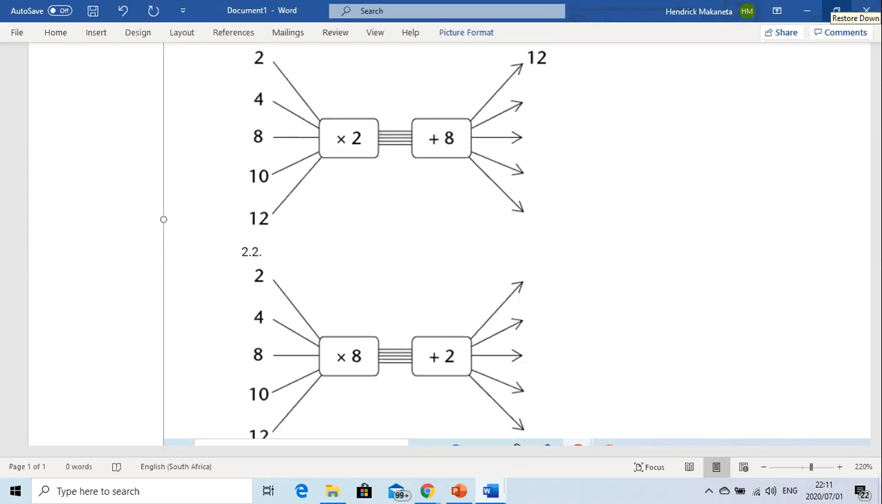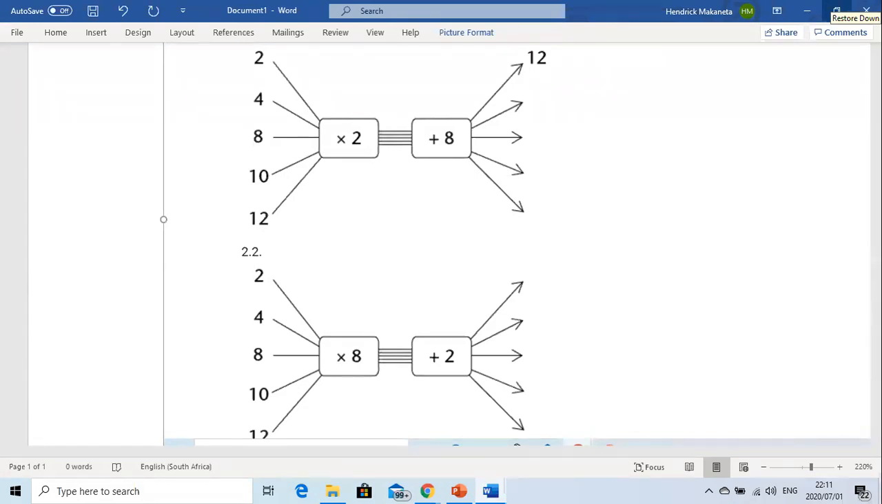So the first input at the top left is 2. How do you get the first output, which is 12 on the right-hand side? You multiply the 2, which is the input, by 2. And then you plus 8. So 2 times 2 is 4, plus 8 is 12. I hope that it makes sense. 2 times 2 is 4, and then 4 plus 8 is 12. So that's how you get the output.